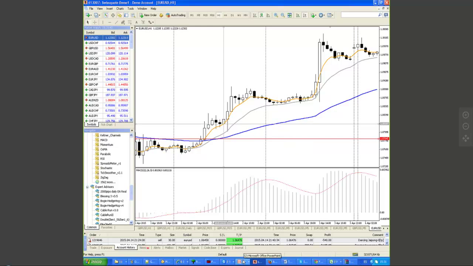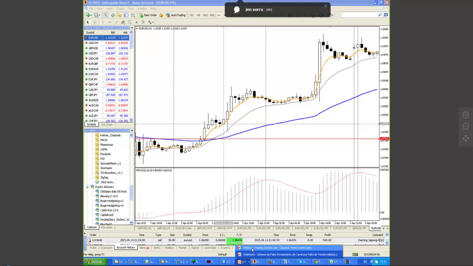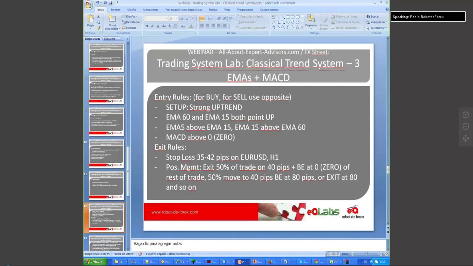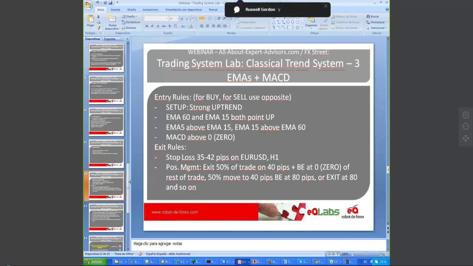Okay, so I want to know if the rules are clear, because I'm going to go now to the improvements of the system. We can improve it quite a lot still. This is the basic setup of the system, and I want to make it even better. Okay, is it clear? Only two people said it's clear, so I suspect that all others understood it.